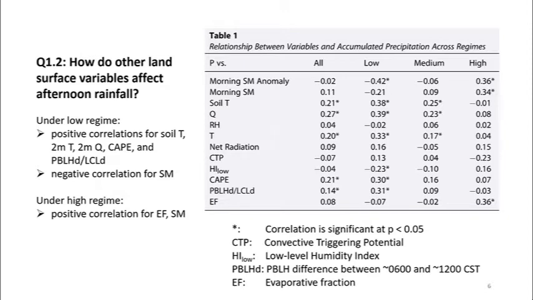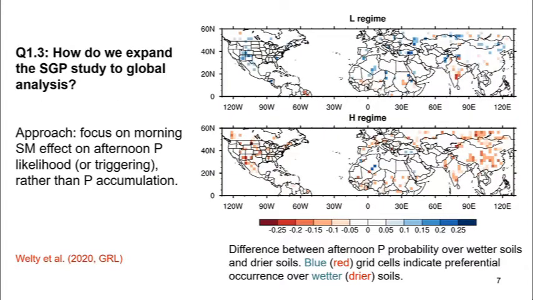And the important question would be, okay, we have done the analysis over Oklahoma. I mean, is that a big deal? Is that even transferable to other regions? So we have to answer that question. And for that, we expand the analysis to global.